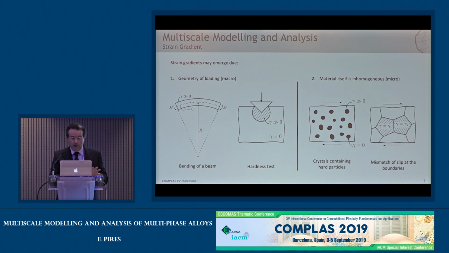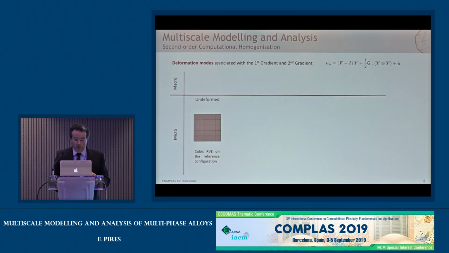So we have strain gradients that emerge due to either the geometry of loading or of the boundary conditions, but we also can have strain gradients which emerge from the microstructure of the material itself. For instance, when deforming crystals containing hard, non-deforming particles, local strain gradients between the inclusions actually develop, and when, for instance, we have the mismatch of slip at the boundaries of these different crystalline phases, we also have strain gradients there. So bear with me in the next slide.